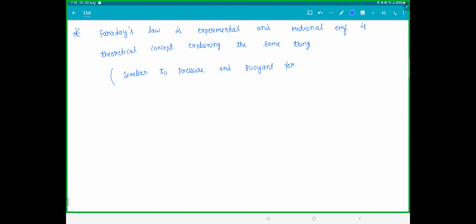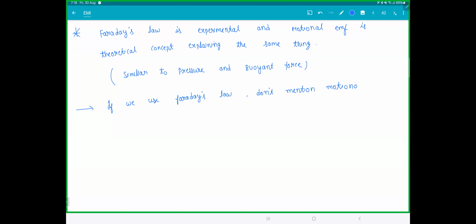This is similar to pressure and buoyant force. Buoyant force was an experimental quantity, pressure is a theoretical one. Therefore, if we use Faraday's law, don't even talk about motional EMF. You cannot say both are there. If we use Faraday's law, don't mention motional EMF.